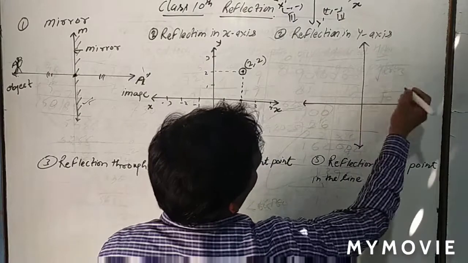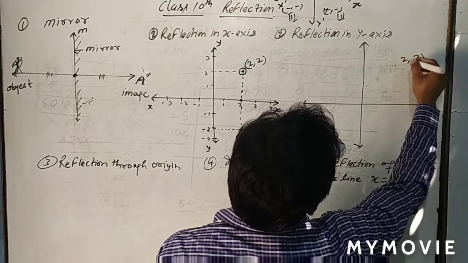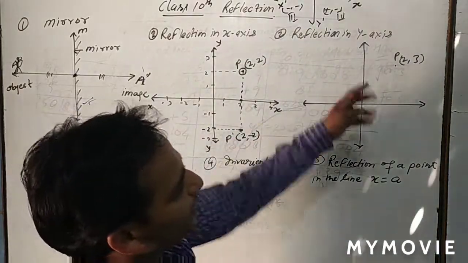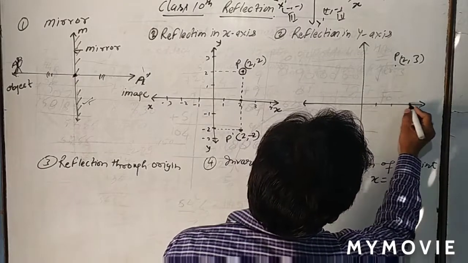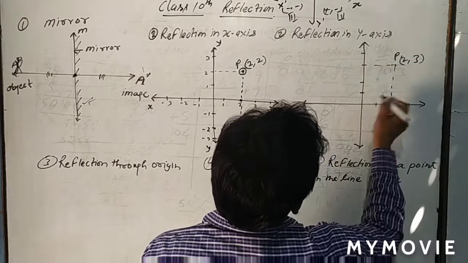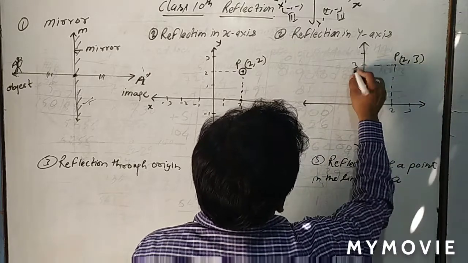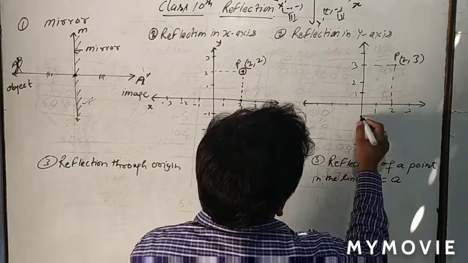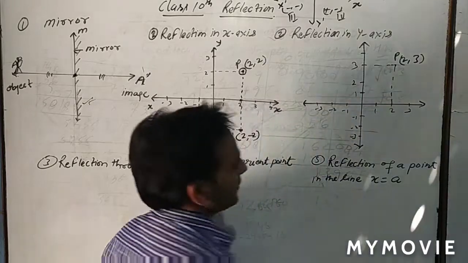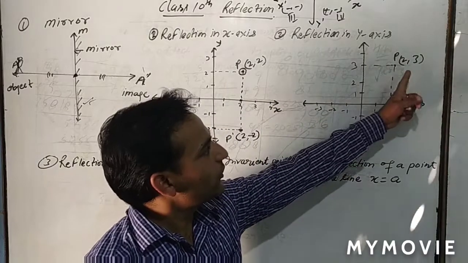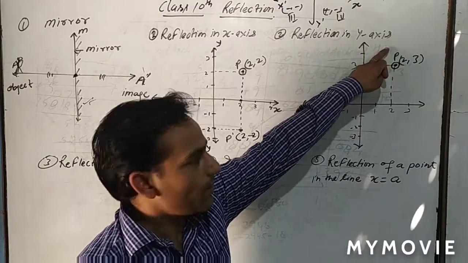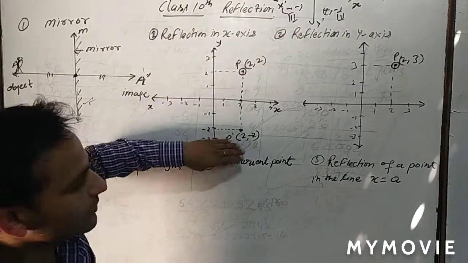Now if we have any point like (2, 3) here, point P, it will be P dash. Now point P is (2, 3), counting 1, 2 along x and 1, 2, 3 along y, and the negative values minus 1, minus 2, minus 3. Listen. So if we have a point P (2, 3), and now reflection in the y-axis.